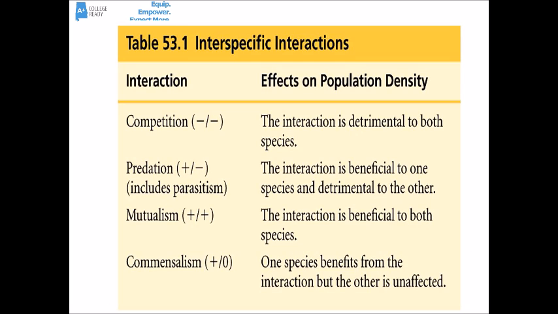So there we see our interspecific interactions: competition, a negative-negative relationship; predation, a plus-minus relationship. And notice here they group parasitism in with predation. Mutualism, good for both, a plus-plus relationship. And commensalism, good for one of the partners, doesn't affect the other partner either in a positive or negative way.